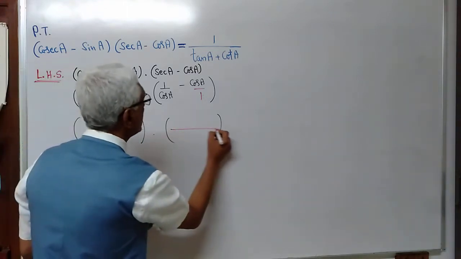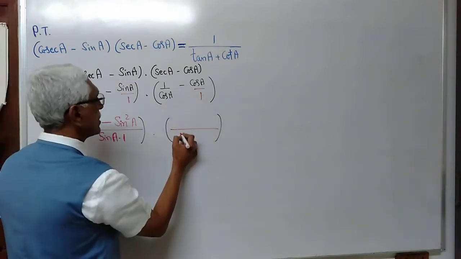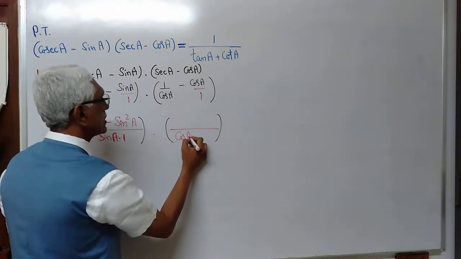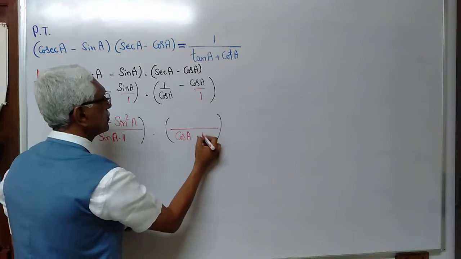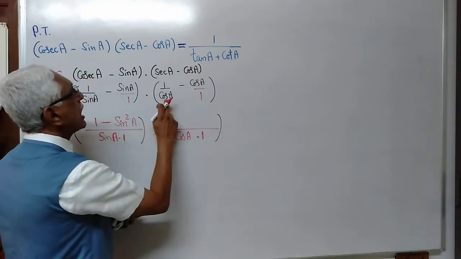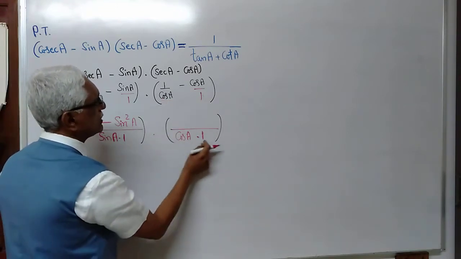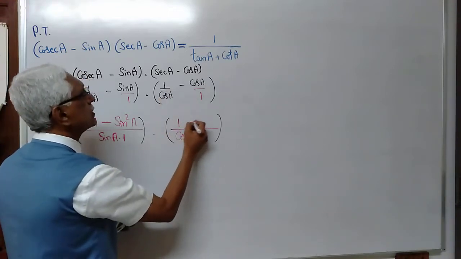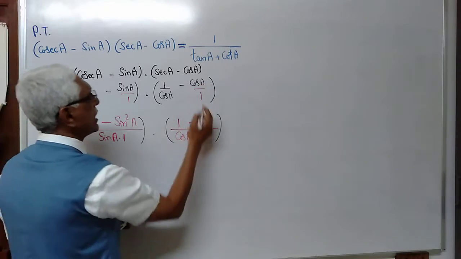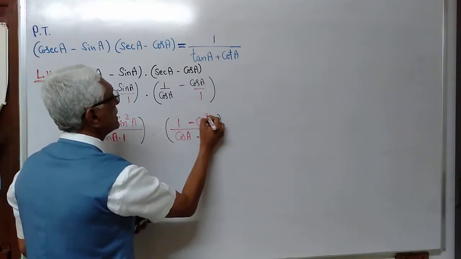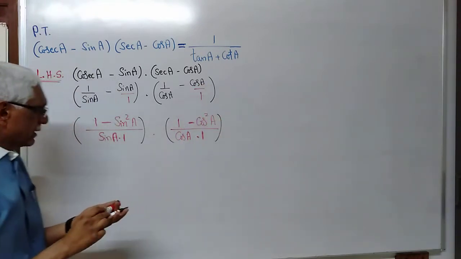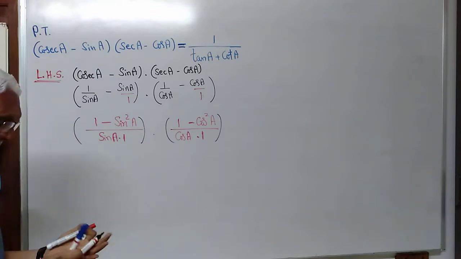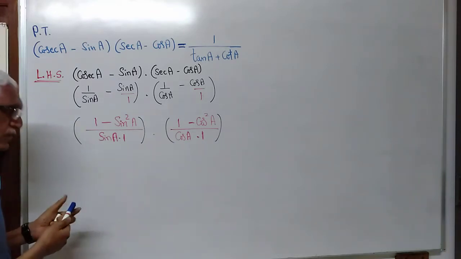Beauty. Please follow. LCM of cos A and 1 is cos A into 1. Cos A one time is cos A into 1. Cos A one time, 1 into 1 is 1. 1 cos A times cos A into cos A is cos square A. Super. What happens next? Observe.